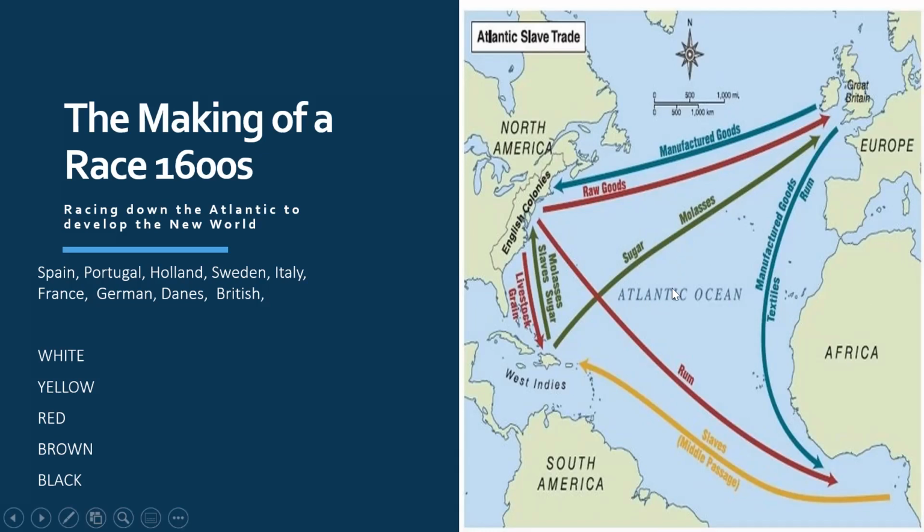Now, what started happening was when the Europeans began to go into other countries, such as North America, Central America, South America, Africa, and Asia, what they started noticing, there was people, they were encountering people of different skin colors. So the word race actually comes when the European nations, when 7 to 9 of these European nations were racing down to develop the so-called New World to create their own economic markets.